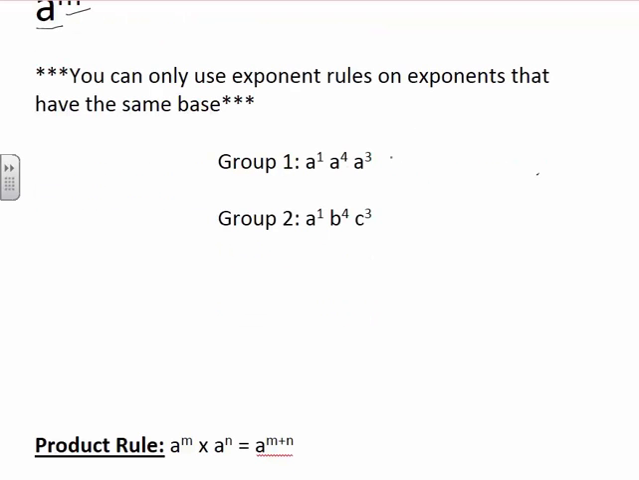So I have two groups here, and you could actually only use exponent rules on the first group. And that's just because you can see group 1 is made up of terms with the same base. They're all a's. So group 2 cannot be used because we have a bunch of different bases. We have an a, b, and a c.